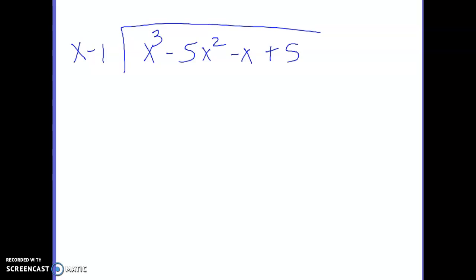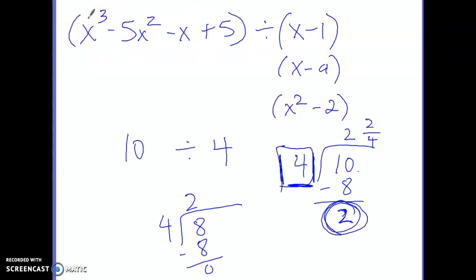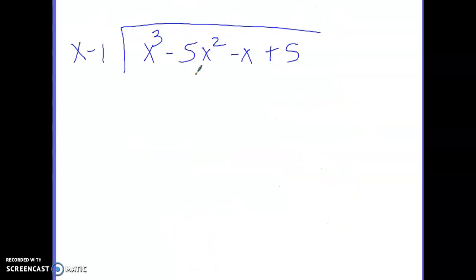Okay, so we're going to go ahead and set this problem up just like we would with regular numbers with long division. So this is like your 10 divided by your 4, right? So here's your 10 being divided by your 4. So we need to think, what number can I put up here, multiply by x, that will give me x cubed? We know that's going to be x squared. Now I'm going to go ahead and put my x squared above the x squared here, right up here, because that way, well, I'll show you when we get to the end.